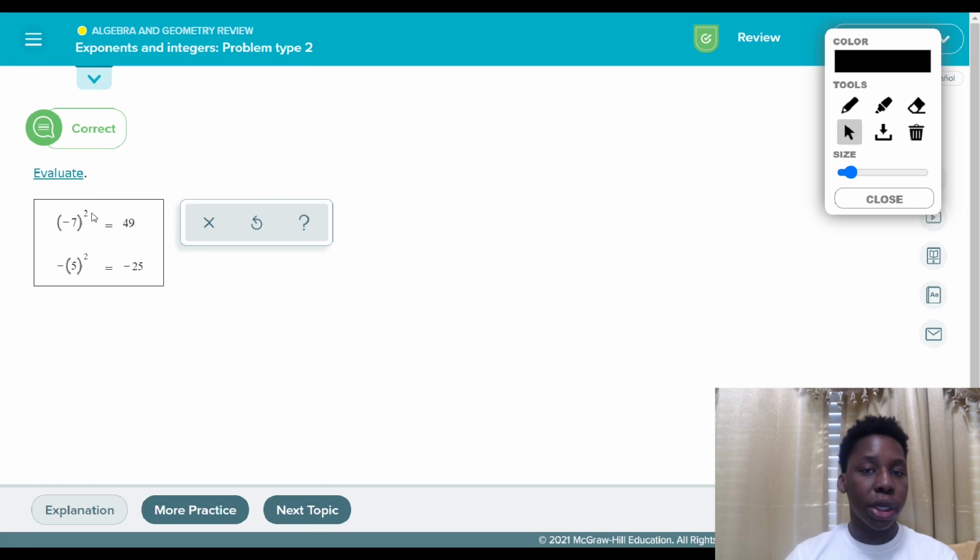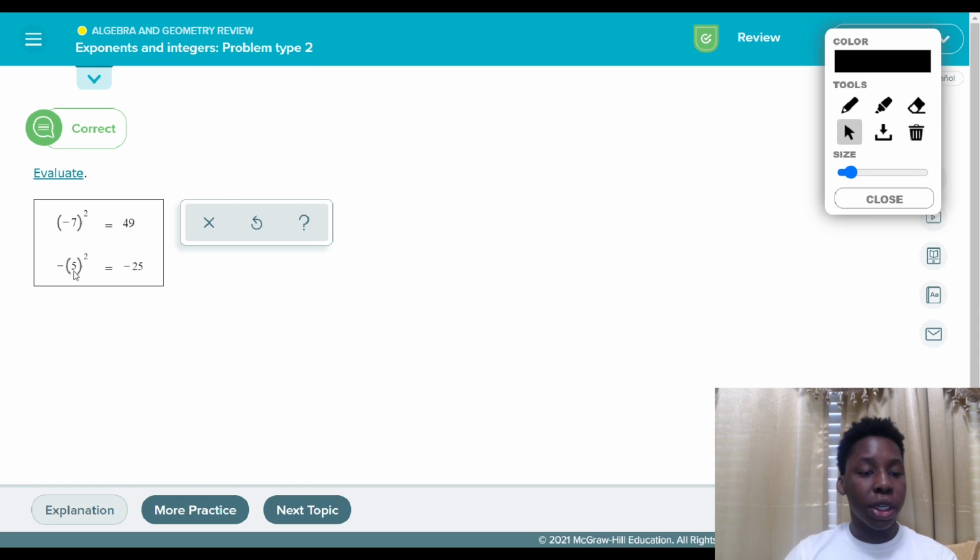And we had to square minus 7. That means we'll have to square both the minus and the 7, which basically means we multiply minus 7 twice. So we'll multiply minus 7 times minus 7, and that gives us plus 49, which is the same thing as 49.